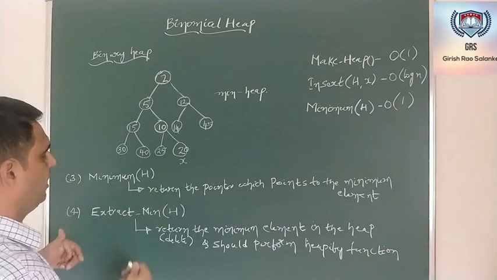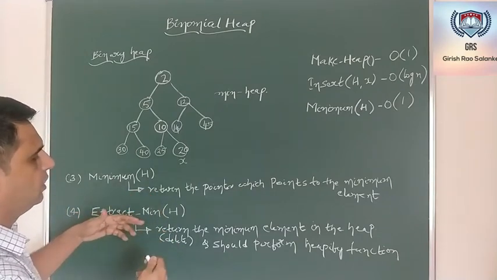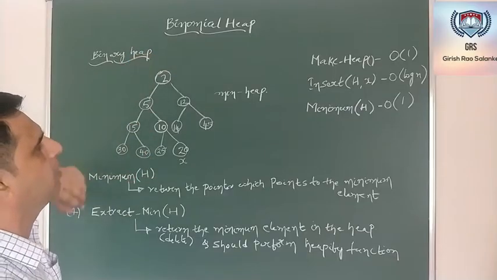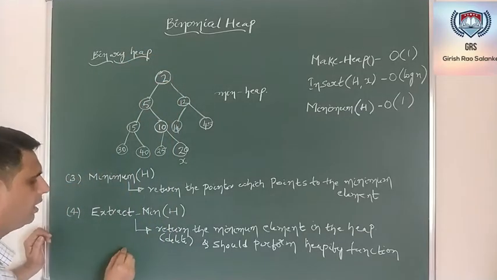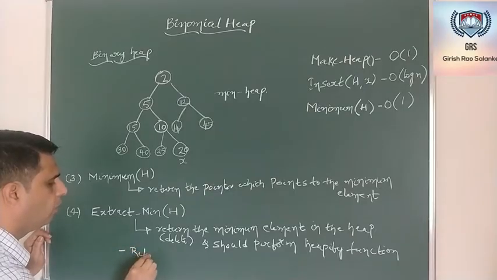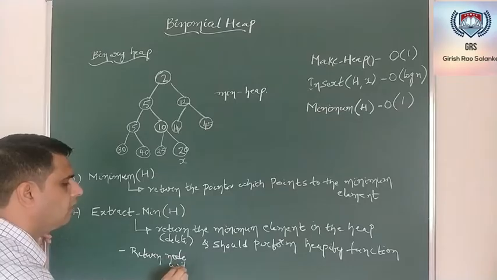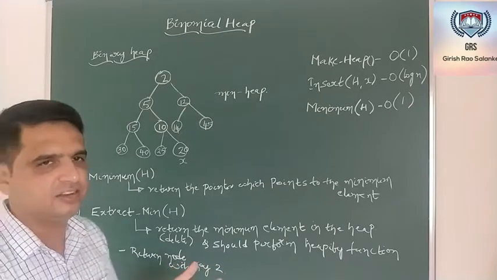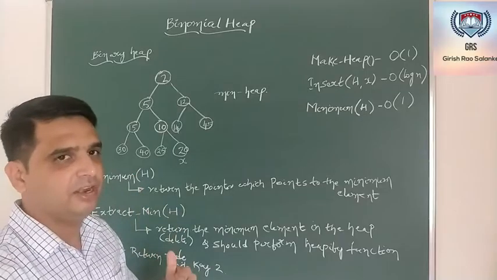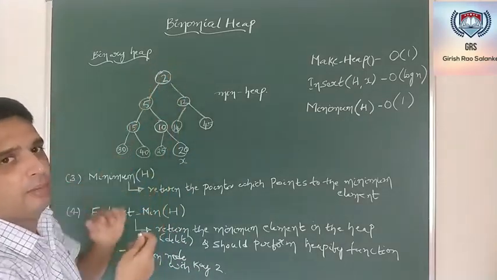Now coming to this example, what should extract min do? Extract min should return the minimum element. I know that the minimum element is 2. That means this extract min should return the node with key 2. Not only does it delete, but after deleting I should have a heap for the remaining n minus 1 elements.